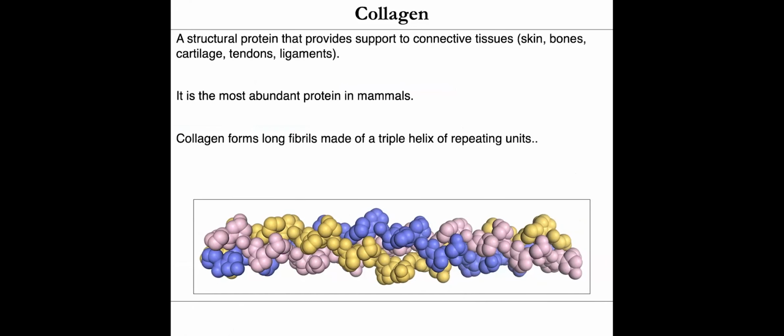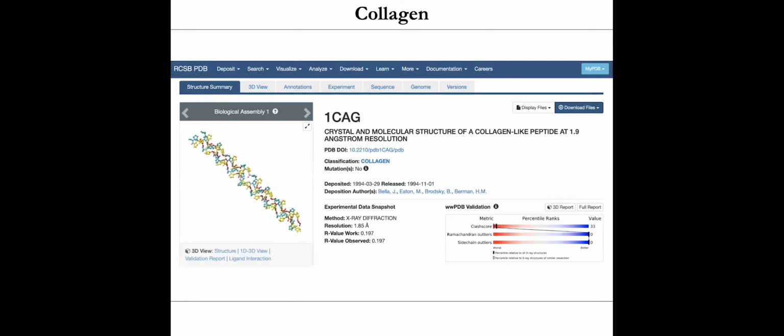So this is a structural protein that provides support to different connective tissues in your body, so your skin, your bones, cartilage, tendons, and ligaments. It's actually the most abundant protein in mammals. So more proteins in your body are collagen than any other proteins. And it forms these long fibrils, which you can kind of see here, which are made of triple helices of repeating units.